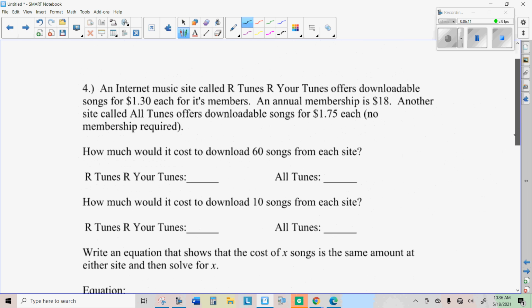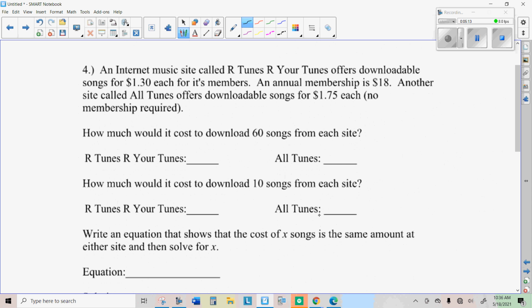All right, on this one, it says an internet music site called Our Tunes Are Your Tunes offers downloadable songs for $1.30 each for its members at an annual membership of $18. Another site called All Tunes offers downloadable songs for $1.75 each with no membership. How much would it cost to download 60 songs from each site? You could figure that out. I'll let you do that.